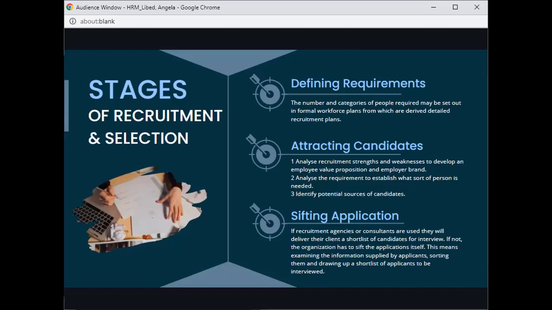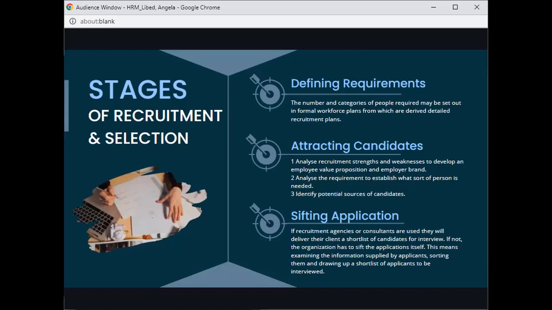The next is to analyze the requirement to establish what sort of person is needed. Okay. So first, it is necessary to establish what jobs have to be filled and by when. Then, take an existing role profile and person specification, or if not available or adequate, draw up new ones that set out information on responsibilities and competency requirements. And this information can be analyzed by education, qualifications, and experience.